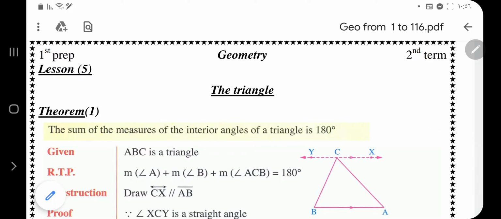Our lesson today: triangle. At first, Theorem 1: the sum of the measures of the interior angles of a triangle equals 180.